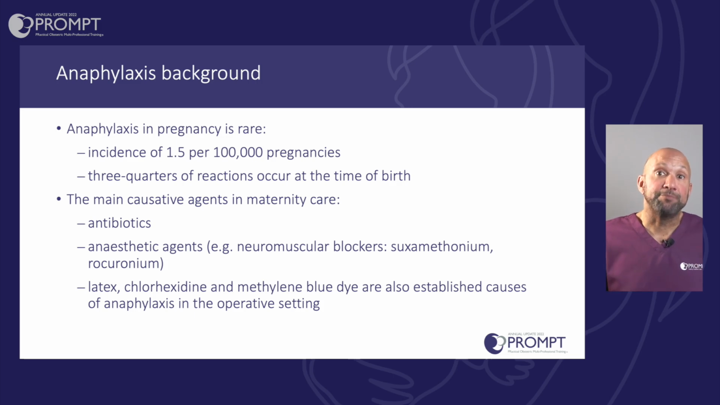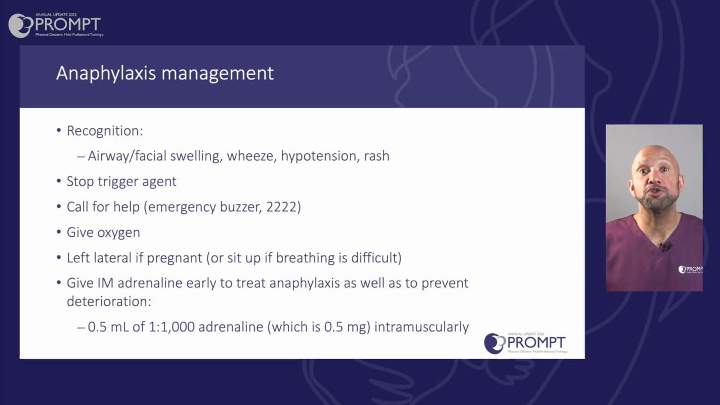So thankfully anaphylaxis in pregnancy is rare, with an incidence of about 1.5 per 100,000 pregnancies. Many of these reactions though happen around the time of delivery. If thinking about the main causes of anaphylaxis in maternity care: antibiotics, but also anaesthetic agents, particularly neuromuscular blockers such as rocuronium. And if we're thinking about the general operative setting, things like latex, chlorhexidine and methylene blue are also established causes of anaphylaxis. So if anaphylaxis occurs, how should we manage it?